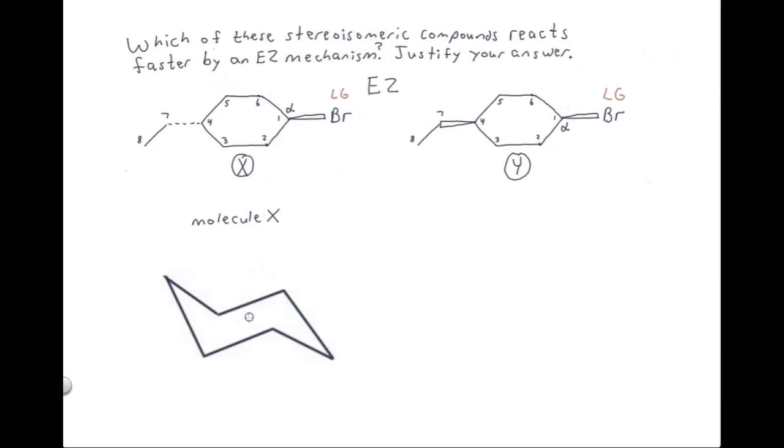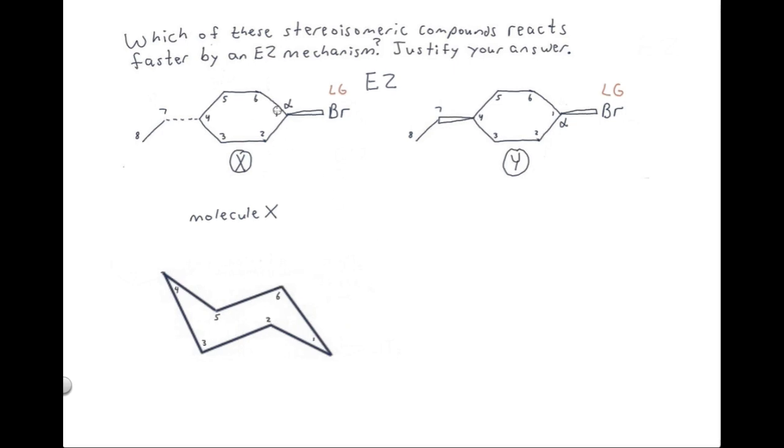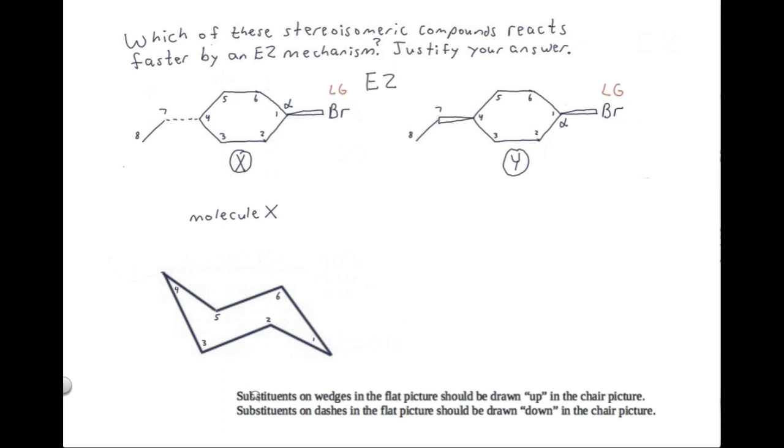Here's an outline of our chair picture for molecule X. Let's number the carbons. The numbers 1, 2, 3, 4, 5, 6 are arranged clockwise in the flat picture. For consistency, we should arrange those numbers clockwise in the chair picture. Now we have to draw the substituents using this rule. The bromine is on a wedge in the flat picture, so the bromine should be drawn up in the chair picture. Up. Carbon 7 is on a dash in the flat picture, so carbon 7 should be drawn down in the chair picture. Down.